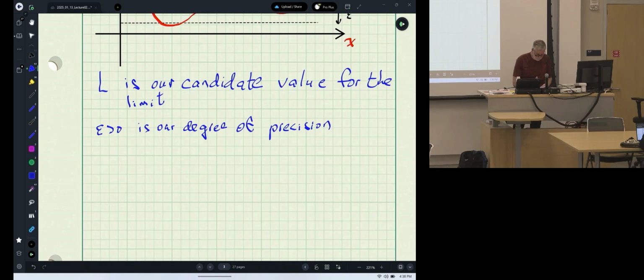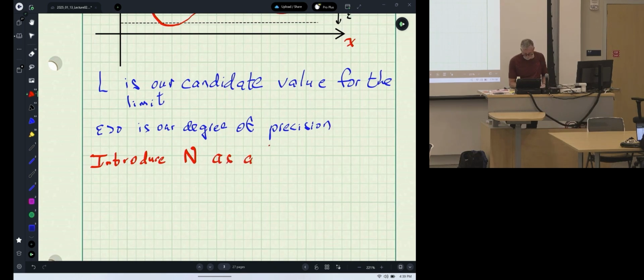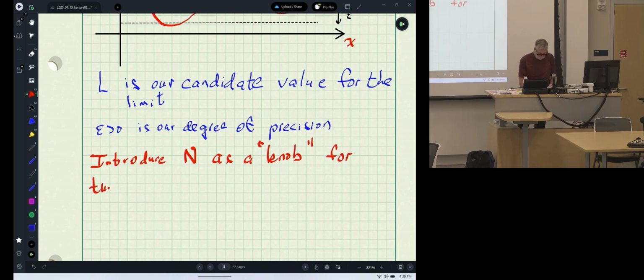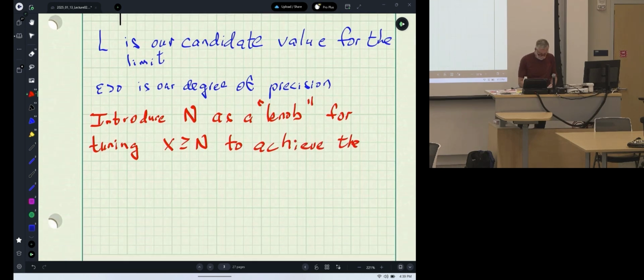And then we're going to introduce n as a knob for tuning x greater than or equal to n to achieve the level of precision epsilon greater than 0.